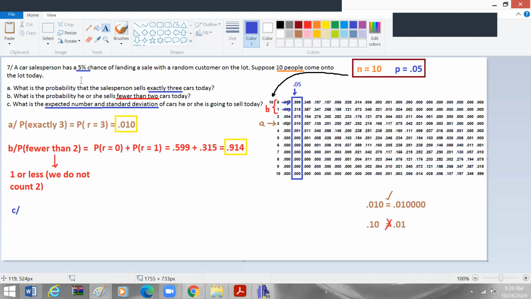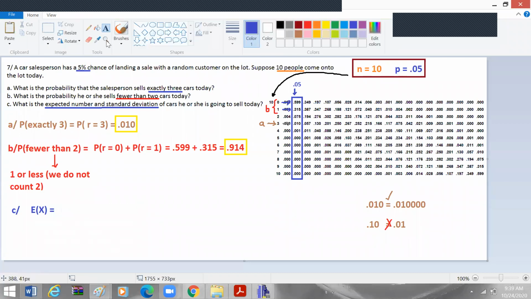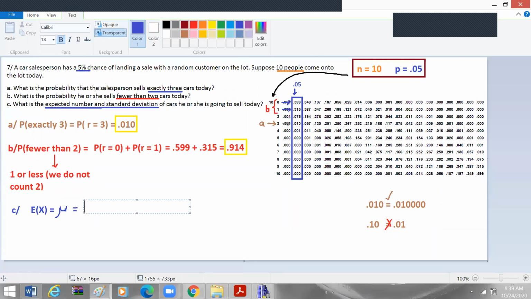So we're going to have the mean in this case, or we just call it the E(X), the expected number. The way that we write it down will be called the mean, and it's equal to n times p. So in this case, n equals 10, and p is 0.05, right?